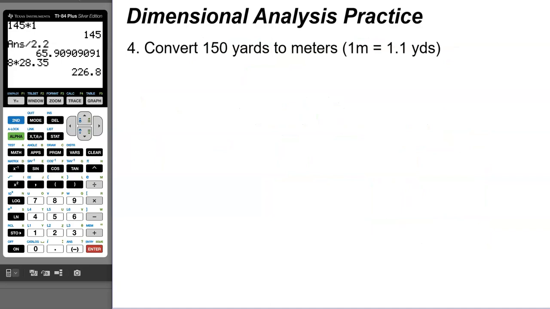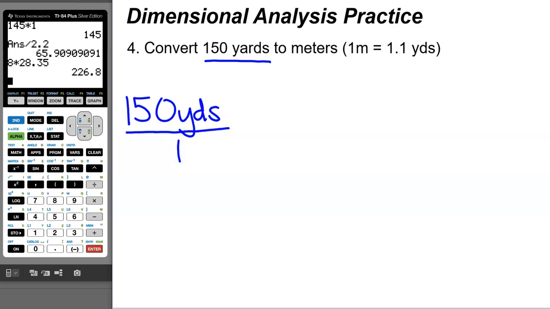Number 4, convert 150 yards to meters, given that 1 meter equals 1.1 yards. So we are going to start with our given value, which is 150 yards. We'll write that out to the side, 150 yards. I'm just going to abbreviate yards, YDS. And we'll put that over 1 to remind ourselves that it is up in the numerator.